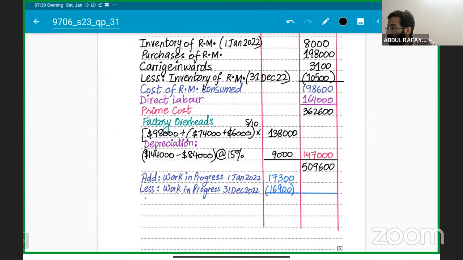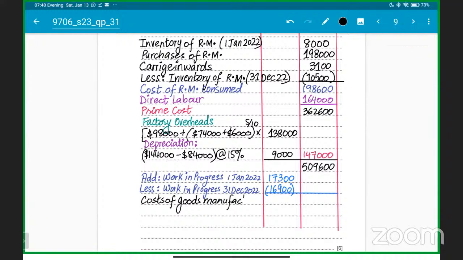So we can use whatever word you want to use. Cost of goods manufactured, you can use. Okay. Better to use cost of goods manufactured. That's the better word. Or cost of production, cost of goods manufactured. Okay. Understood, students? Clear? Yes.